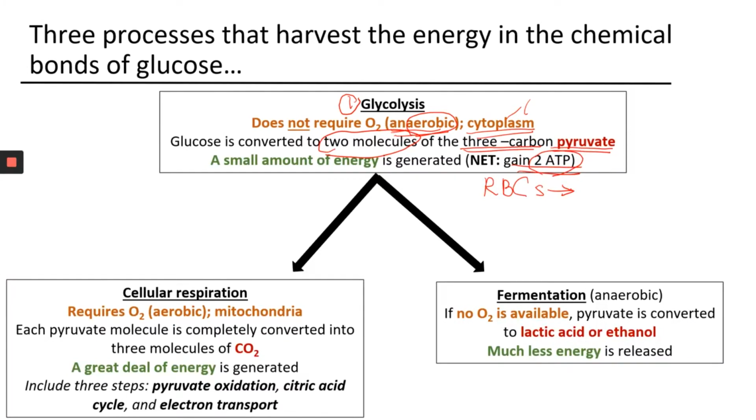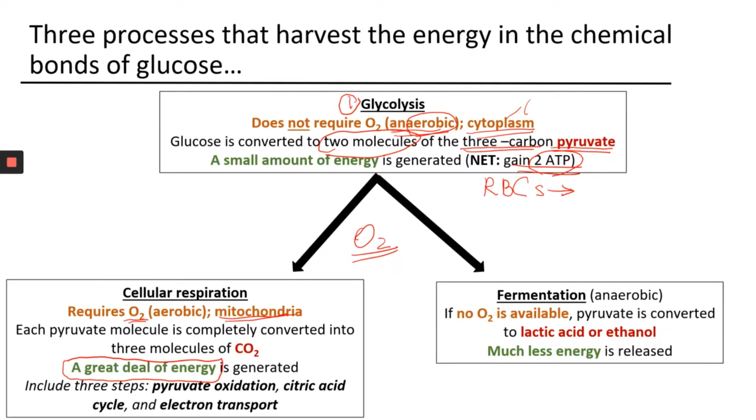All right, and then depending on whether oxygen is available, you may go down one of these two possible routes. So the first one is cellular respiration. It requires oxygen, aerobic, and that happens in mitochondria. We're going to talk about each pathway in this direction. So if you have oxygen and you go through this entire pathway, you are going to generate a lot of energy. So you're going to have a lot of ATP produced at the end.